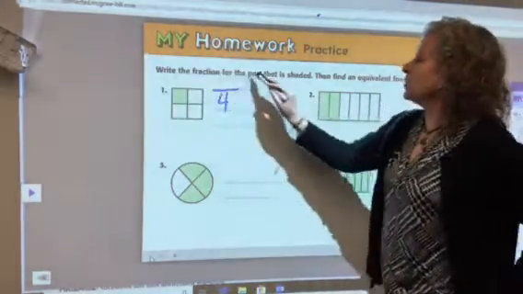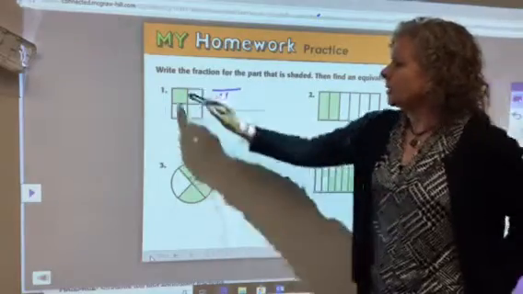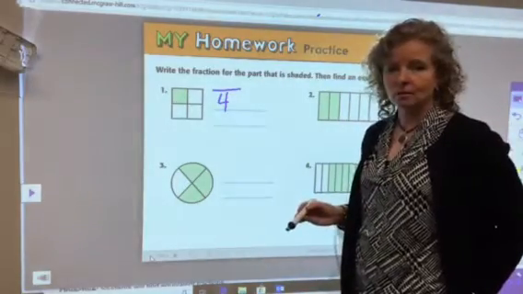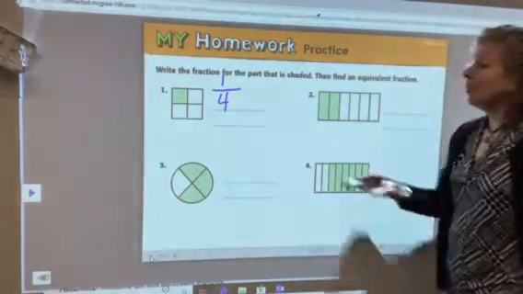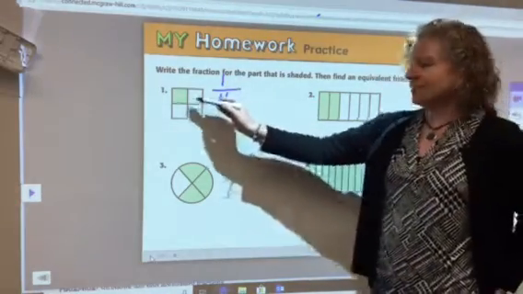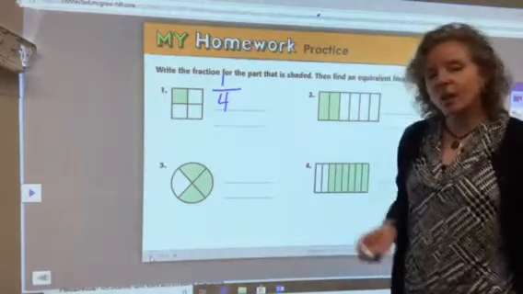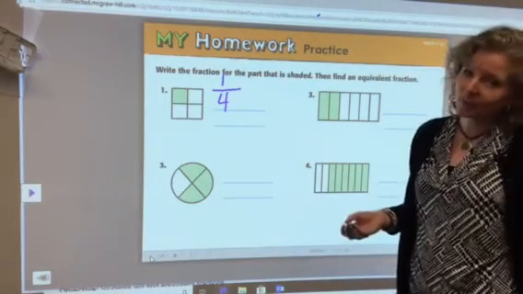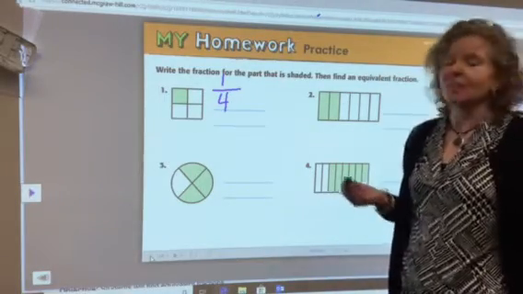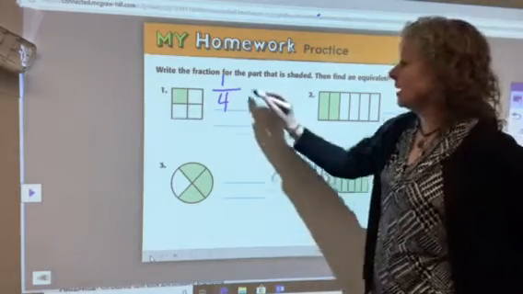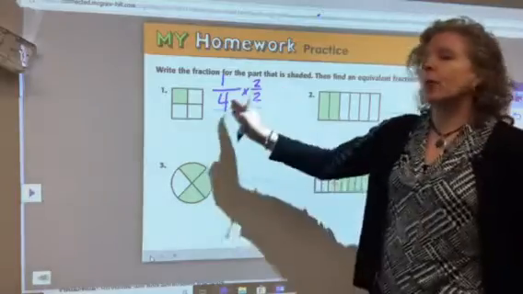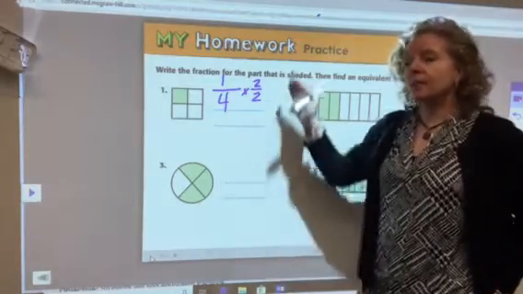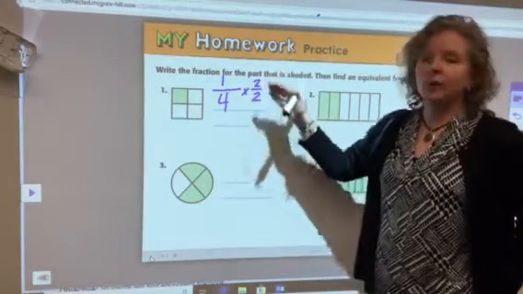Now it says write the fraction for the part that is shaded. How many parts are shaded? Yeah, 1. All right, so once we've done that, we've identified the fraction, now we just have to find an equivalent fraction. The easiest way to do this is the math way, where you're multiplying by the same numerator and denominator.